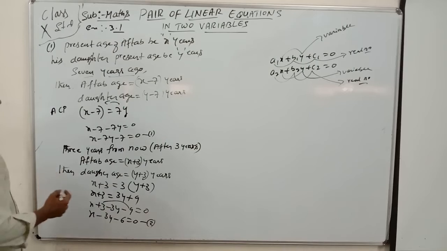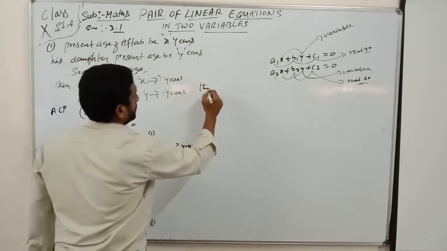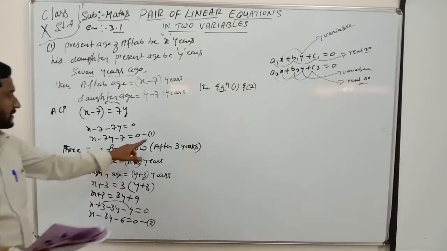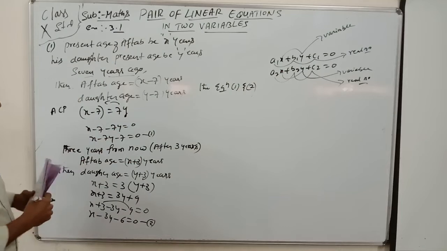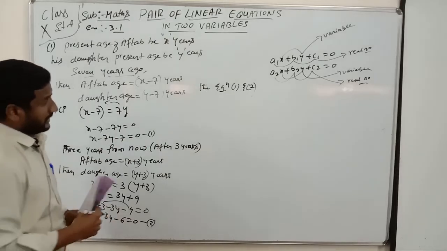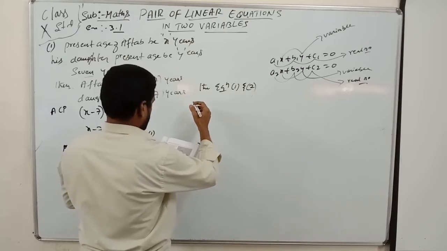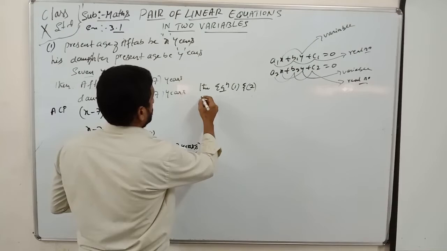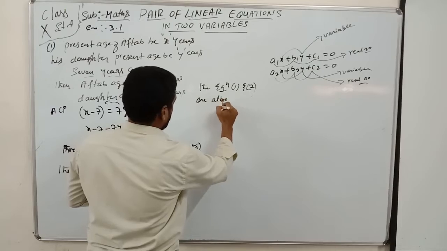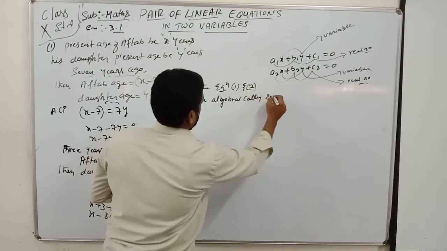So this is the standard mathematical form. Equations 1 and 2 are in the standard form ax plus by plus c equal to 0. These are the algebraic expressions.